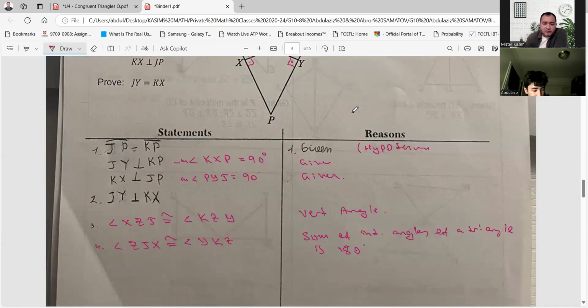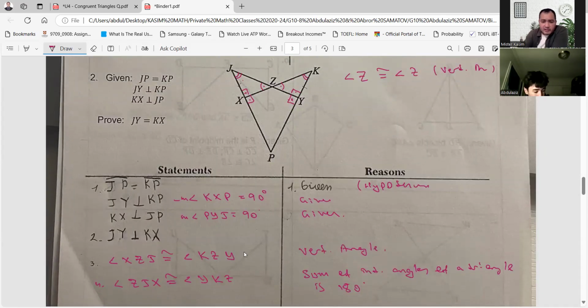Okay, so now then I can write here, from this, number 5. Let me just write here triangle JYP is congruent to triangle KXP. Can you see that? Why?